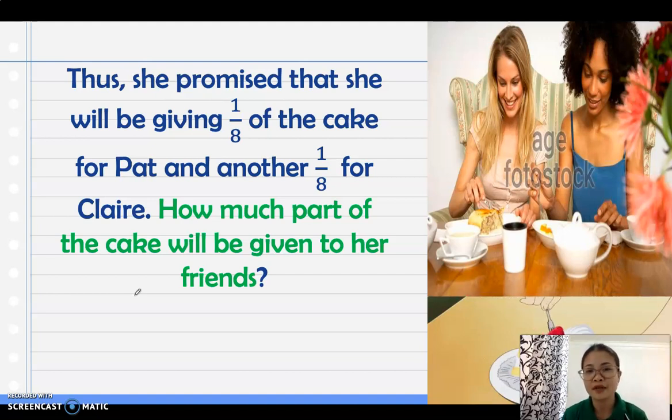Now, in this kind of problem, we talk about fractions, and in these fractions, we are going to add, because the question is how much part of the cake will be given to her friends. Now, let's define first, before answering this problem, what is a fraction?